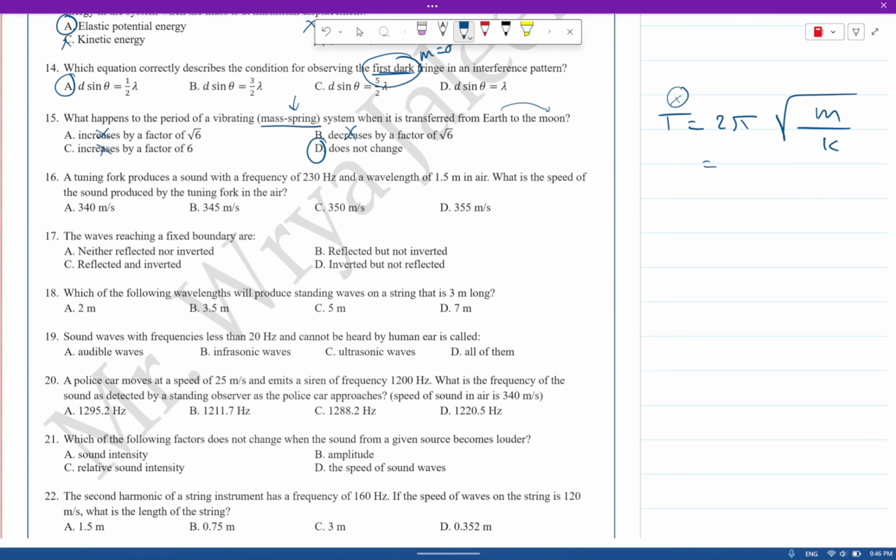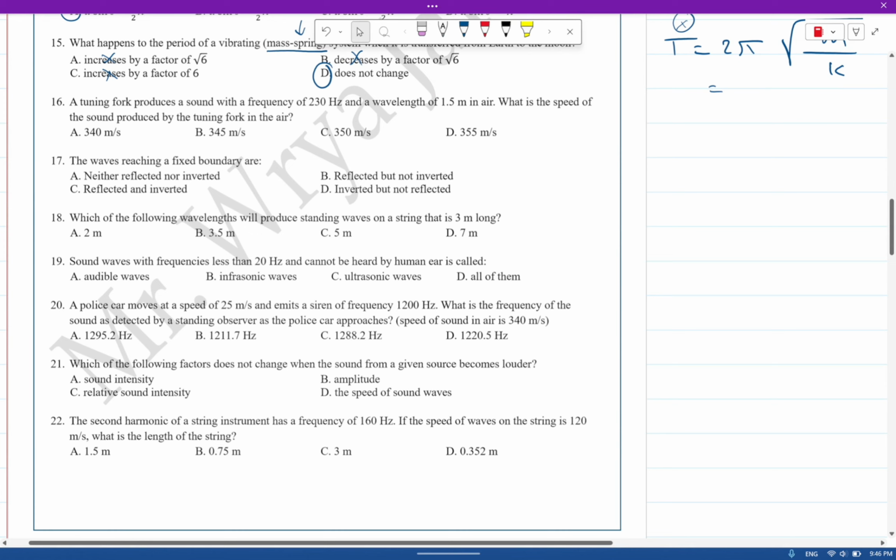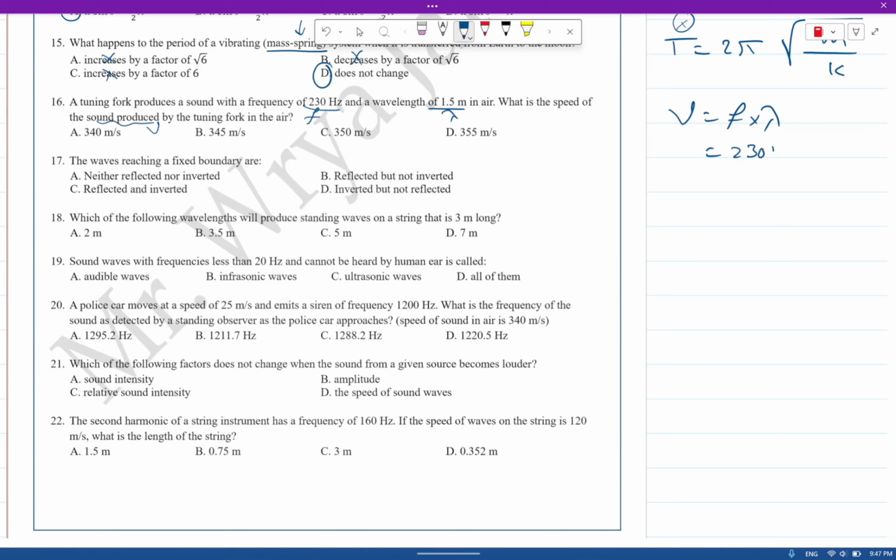Okay. Question 16 says, a tuning fork produces a sound with a frequency, so we have frequency, and a wavelength, lambda. What is the speed of the sound produced by the tuning fork? So v, using the equation of speed of sound, it is equal to frequency times the wavelength. The frequency is 230 hertz, multiplied by the wavelength, which is 1.5. So once you do this, of course, you will get 345 meters per second. That is the speed of sound. Do we have this? Yes, that is option B.